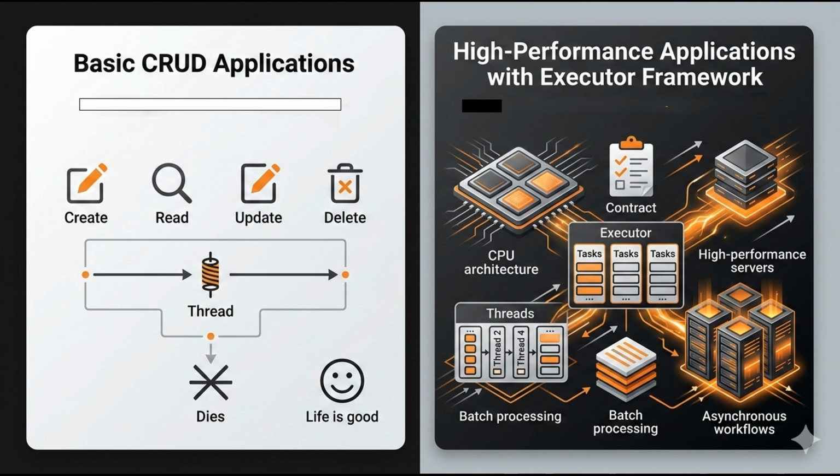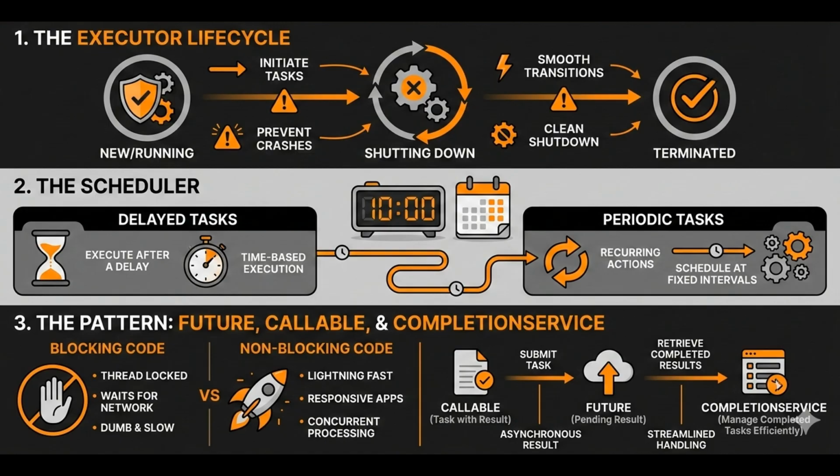In this video, we are going to cover three massive pillars of knowledge: the life cycle, the three states of an executor, and how to transition between them smoothly without crashing your application; the scheduler, how to make Java do things while you are asleep, that is, delayed or periodic tasks; the pattern, how to stop writing dumb blocking code and start using Future, Callable, and the incredibly powerful CompletionService to build applications that feel lightning fast even when they are waiting for the network.